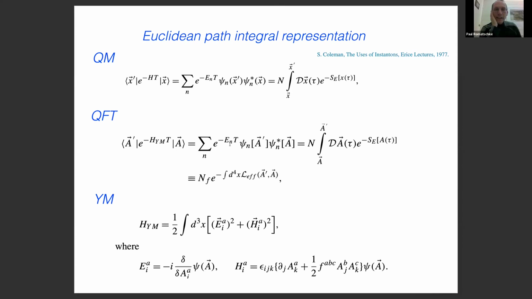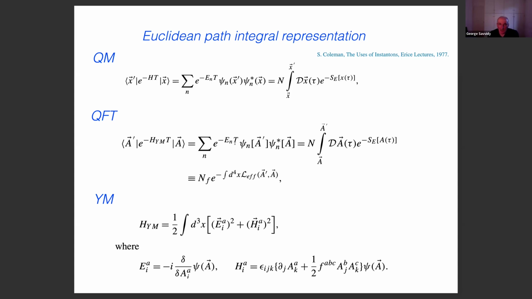Yeah, this is beta, right? 1 over temperature. Beta volume term. As Coleman explained, this T is H times T, right? It's the inverse temperature, the length of the thermal circle.